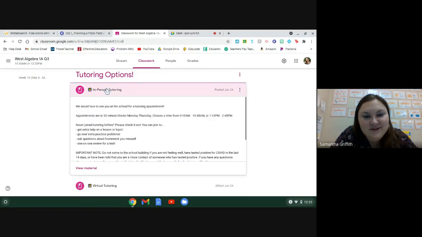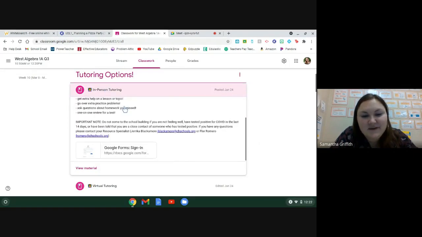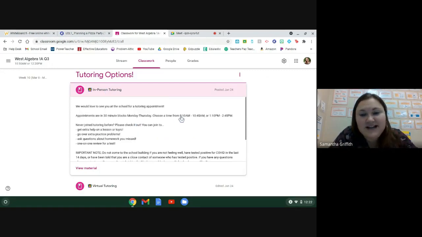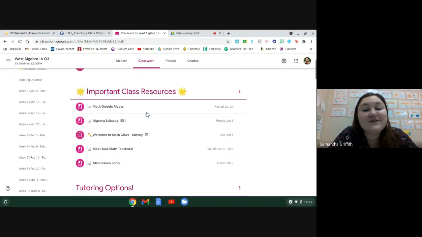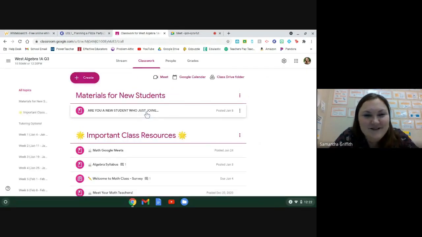And then under in-person tutoring, this is where the form is for you to sign up for an appointment to come in person for tutoring. We've got times every day in the morning and in the afternoon, and they're all within 30-minute blocks. If you feel like you need more than 30 minutes, you can always sign up for more than one appointment. You can sign up multiple times a week if you want to come in multiple times a week for tutoring, but they all are in 30-minute blocks, and you can sign up for math, English, or Apex. So all that information's here. I just wanted to say that again, in case you missed it on Thursday.